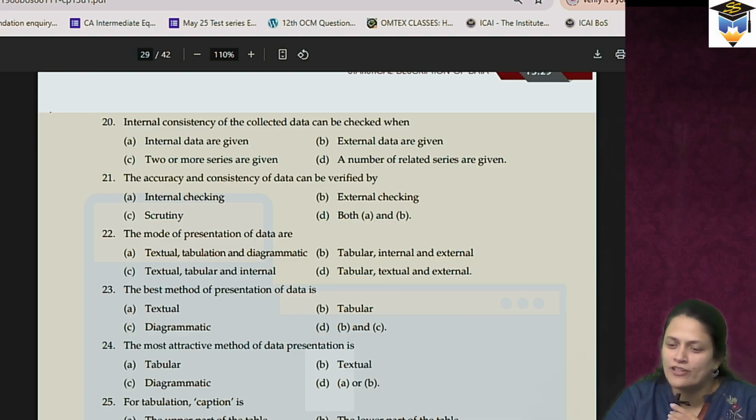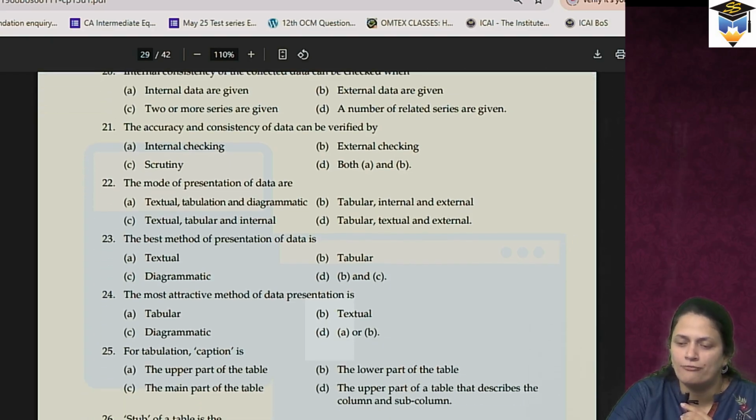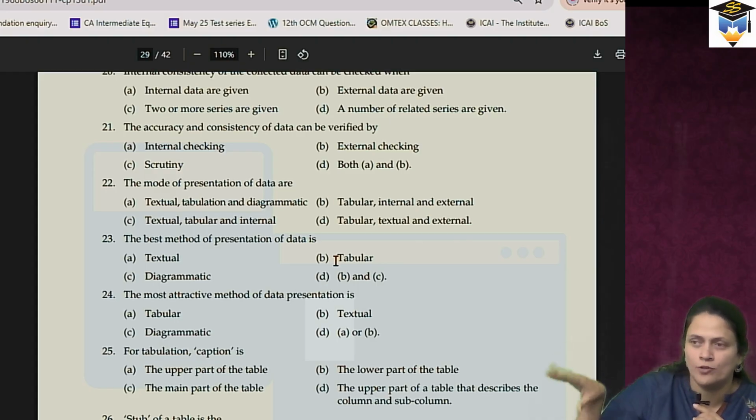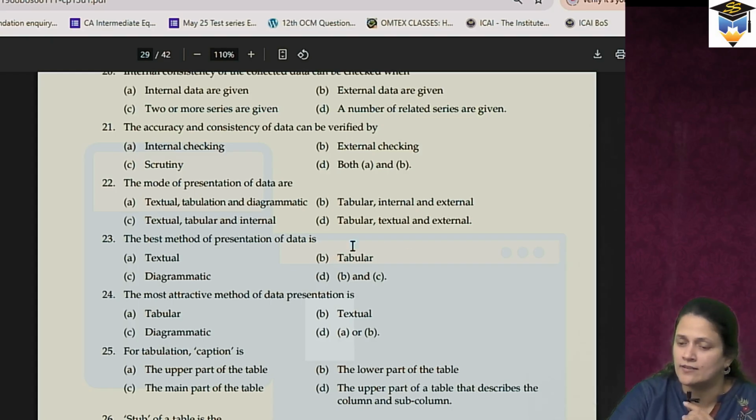Next, the mode of representation of data are textual, tabulation or diagrammatic. Option A. Best method of presentation of data is B and C both. Tabular data is also easy to understand, table, and diagrammatic, that is diagram, histogram, is also easy for us. So B and C, D is the correct option for 23rd.